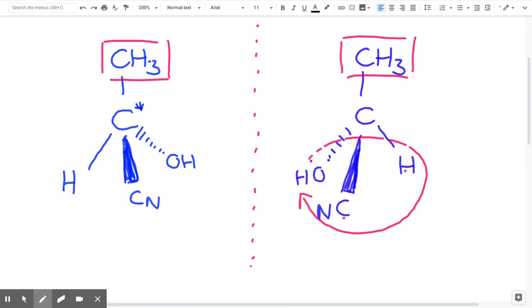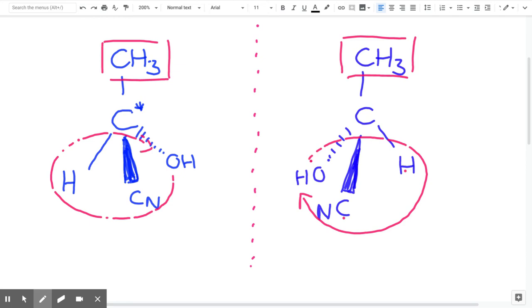If we start at the hydroxyl group here and go clockwise around the base of the molecule again, we've got to try and visualize this in 3 dimensions. This is going hydroxyl, this time nitrile, then hydrogen. It's not possible, as I say, to superimpose, to make these 2 molecules look the same without breaking a bond and taking the molecule apart. Those 2 molecules are not identical.